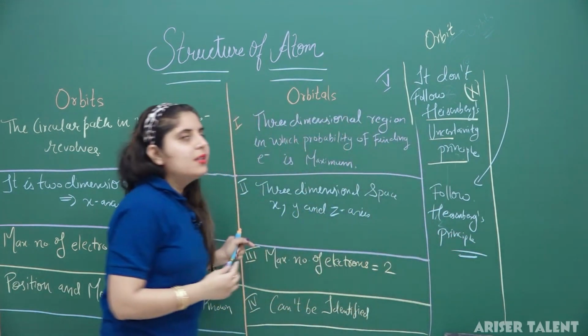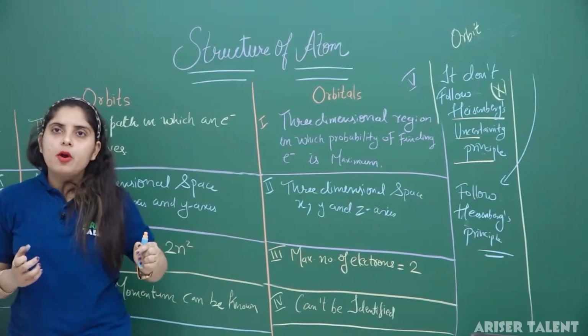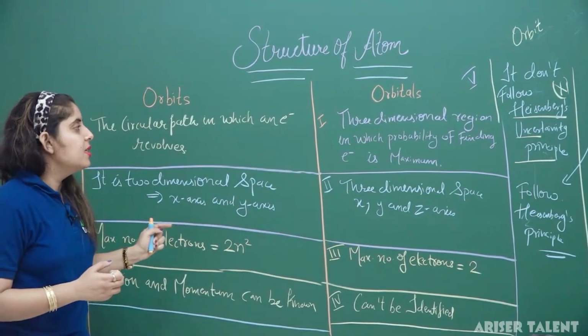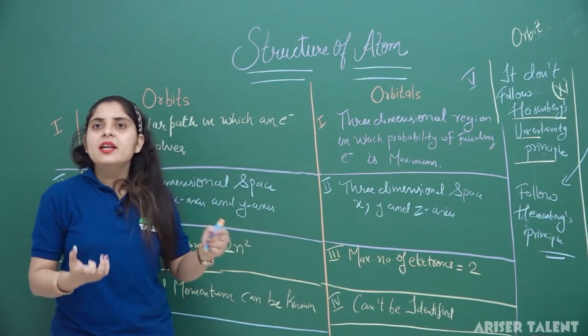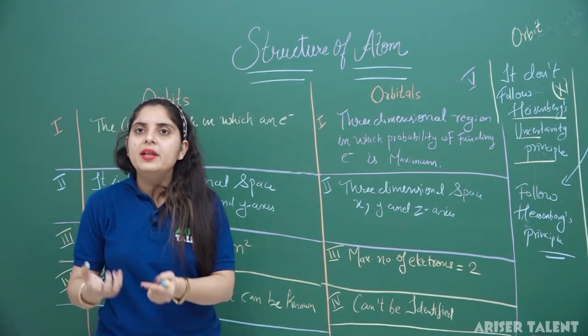So these are the basic 5 differentiation points between orbit and orbitals, which are important from the exam point of view and easy to understand, showing what actually the orbit and orbitals are.